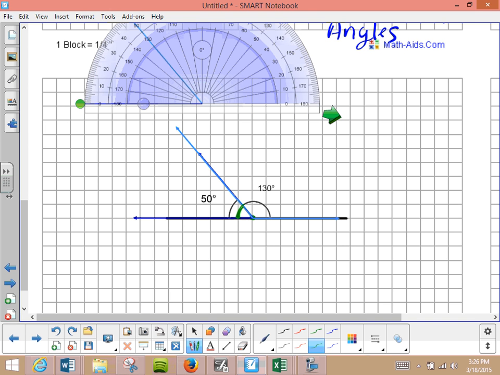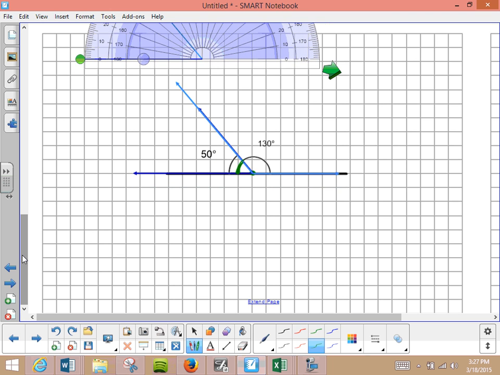So what kind of angles are those? Yes, they are obtuse, but they are supplementary. Why? Yes, there are two angles that add up to 180. Let's make another one over here.